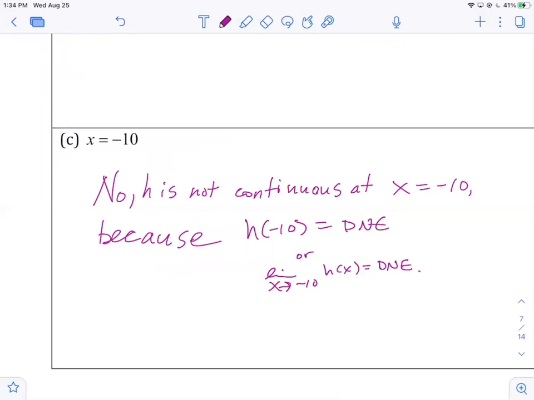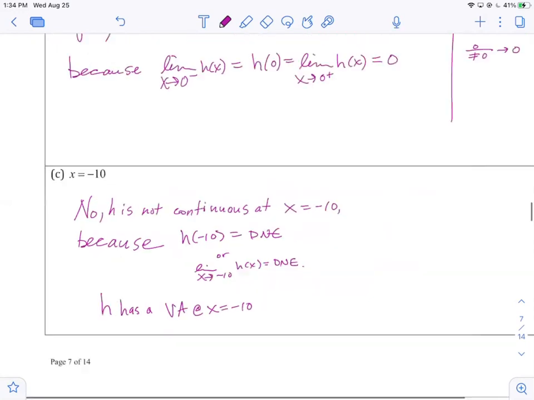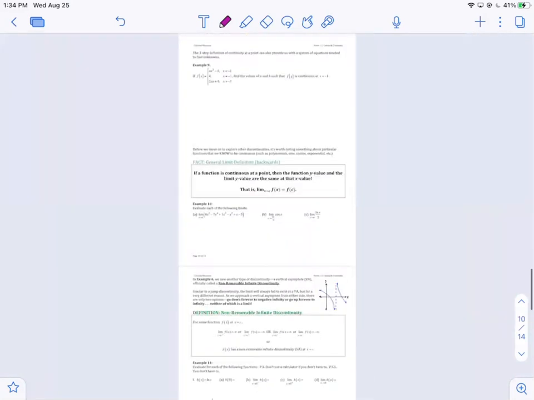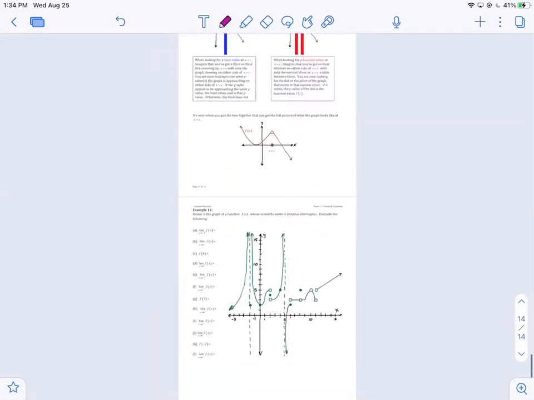And then back to what you said right before lunch. You don't want to say there is a vertical asymptote. You want to say H has a vertical asymptote at x equals negative 10. Always be very specific, okay? All right. So we got a lot of theory in. We should be able to finish these notes tomorrow, believe it or not. We got discontinuities and then a real quick thing.